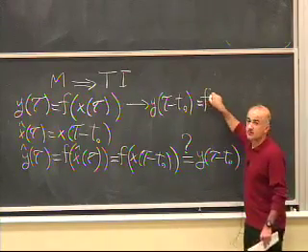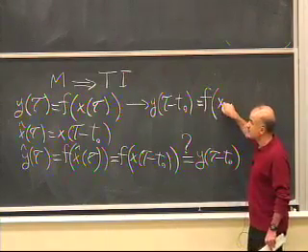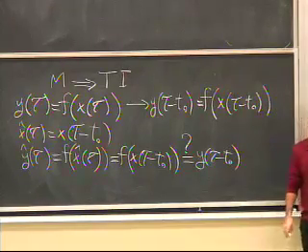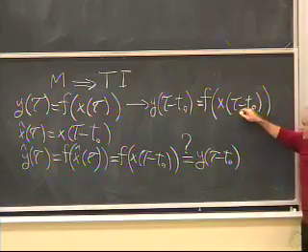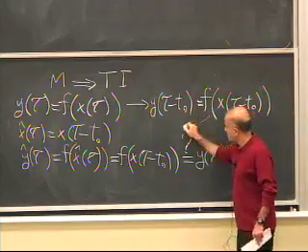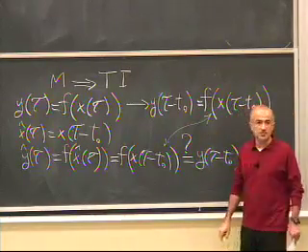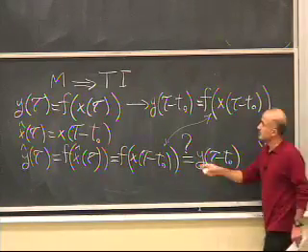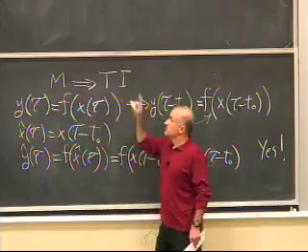F of x of tau minus t naught. Wherever you see tau on the right-hand side, you replace it with tau minus t naught. And so you notice that these two are equal. So the answer is yes. And therefore, every memoryless system must be time invariant.